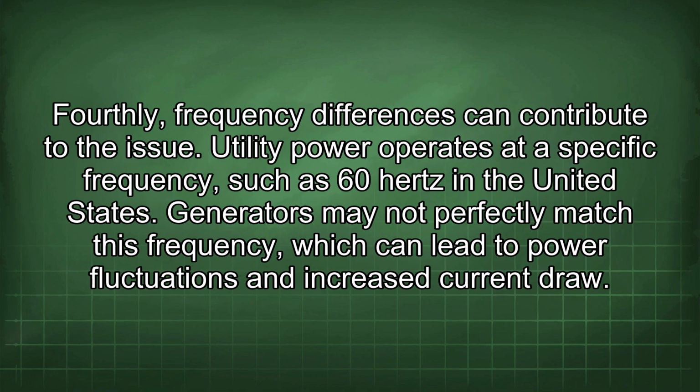Fourthly, frequency differences can contribute to the issue. Utility power operates at a specific frequency, such as 60 Hz in the United States. Generators may not perfectly match this frequency, which can lead to power fluctuations and increased current draw.